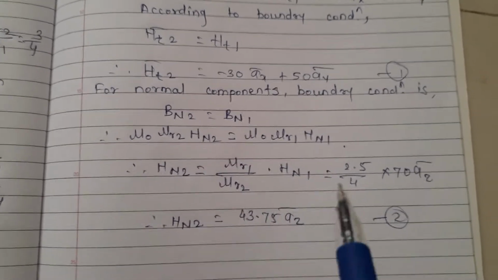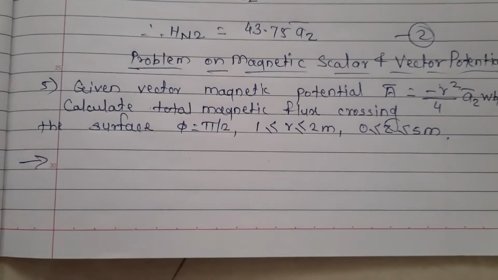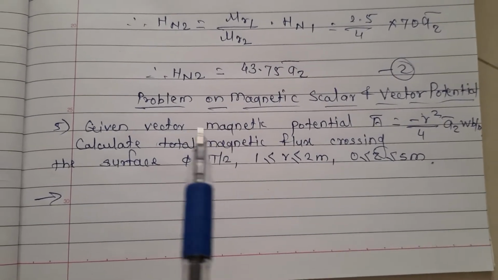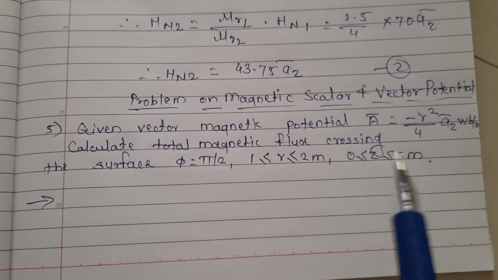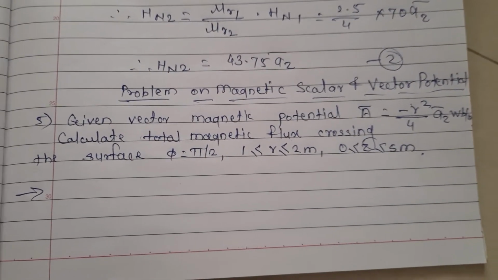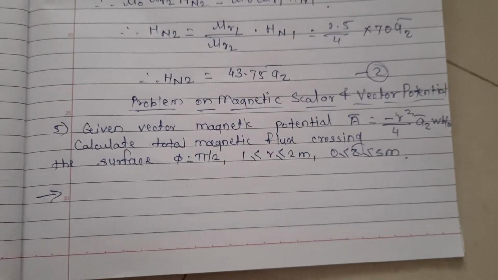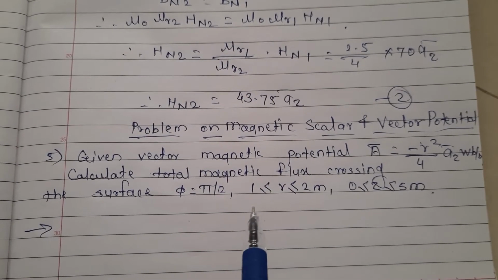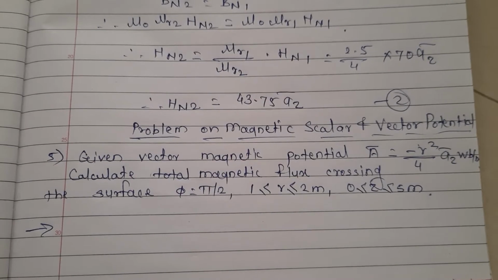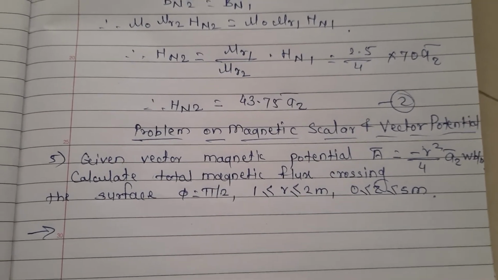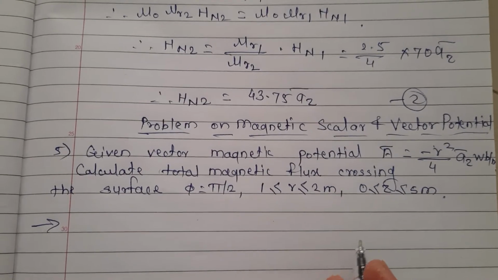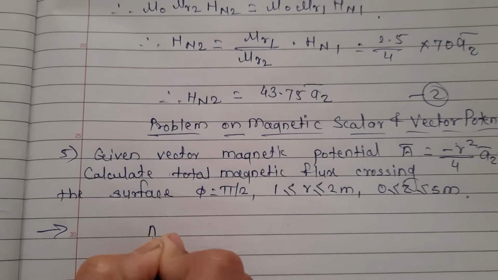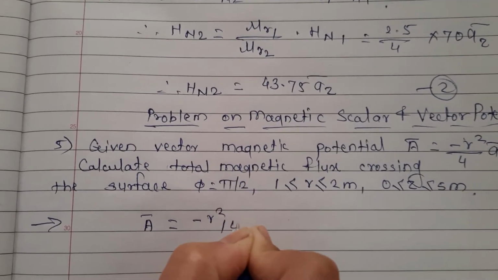Now equations 1 and 2 give the components of magnetic field. Next problem, based on the magnetic scalar and vector potential. The given vector magnetic potential is A bar equal to minus r square by 4 aZ bar weber per meter. Then calculate the total magnetic flux crossing the surface having phi equal to pi by 2, r in between 1 and 2, and Z in between 0 and 5. Now what is given? A bar is given.